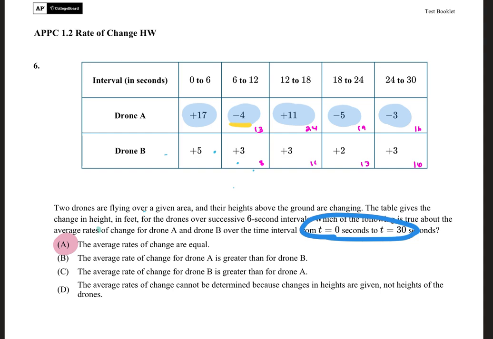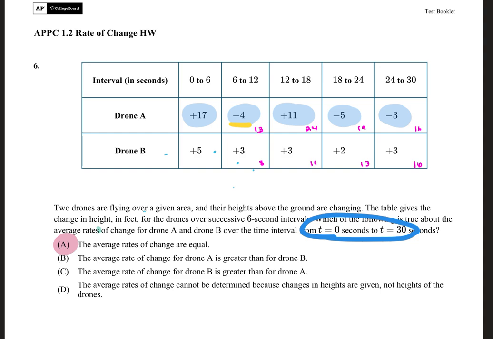And you want to see what's true about their average rate of change. Are they equal? Is A bigger than B? Is B bigger than A? Or can you not tell because you were not given the heights of the drones? Well, we are talking about a rate of change, so that last one doesn't work.